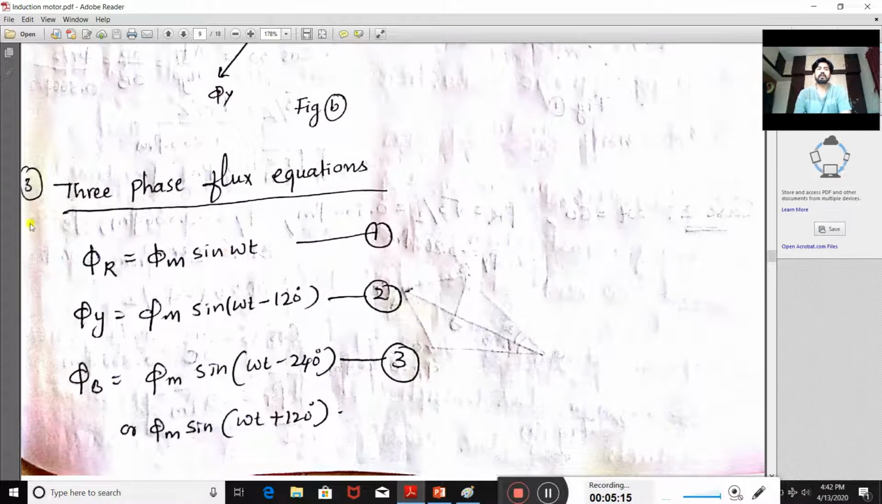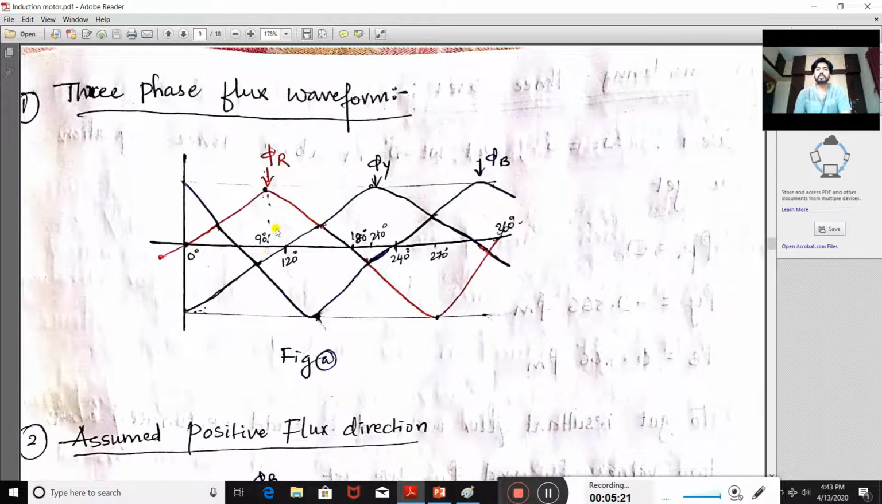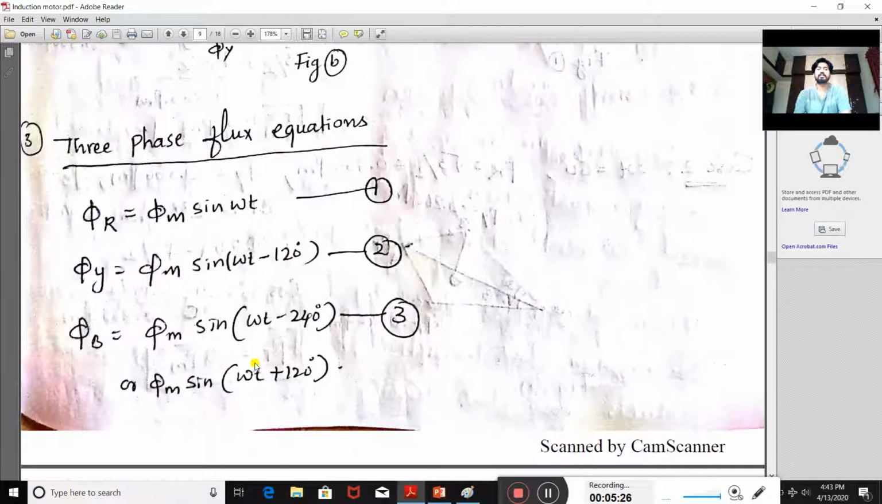Now I have written here the three-phase flux equation. This flux equation is nothing but what I first showed in terms of waveform. Now the same thing I have written in terms of equation.